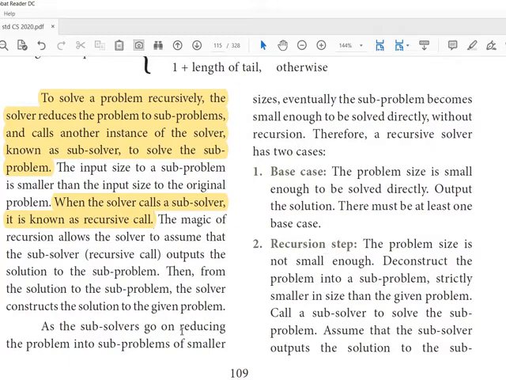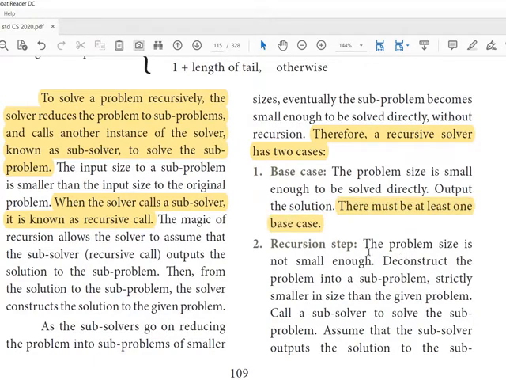As the sub-solvers go on reducing the problem into sub-problems of smaller size, eventually the sub-problem becomes small enough to be solved directly without recursion. So the recursion has two cases: one is the base case, and another is the recursion step. Base means the problem size is small enough to be solved directly. Output the solution. There must be at least one base case.